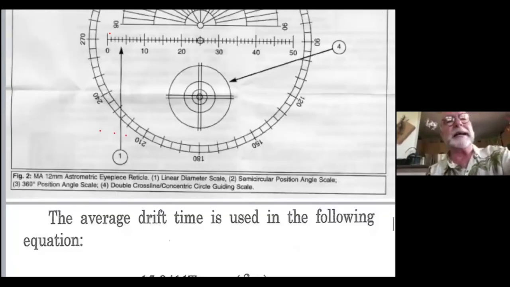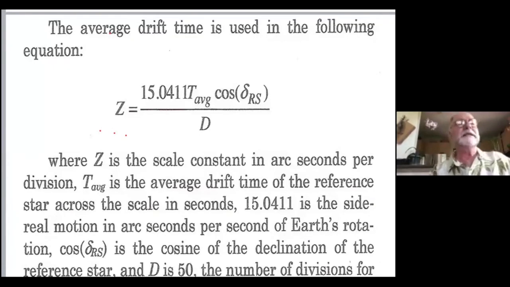Why? Because this requires a formula, the average drift time, okay? In order to use this particular eyepiece, you have to determine the scale constant, okay? And that is done by running this formula. And what you'll do is you'll time a reference star, which is usually about halfway up to zenith from the horizon. And you time it, and then you run this formula.